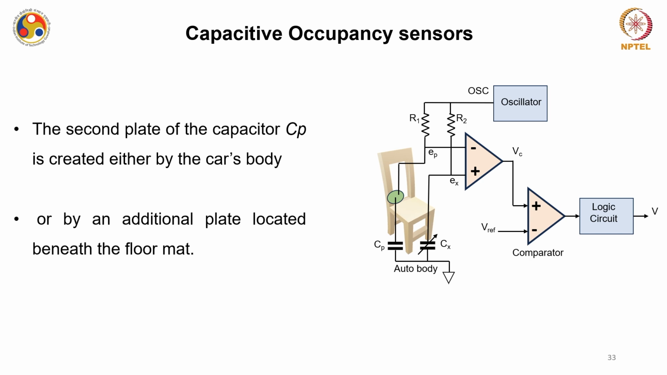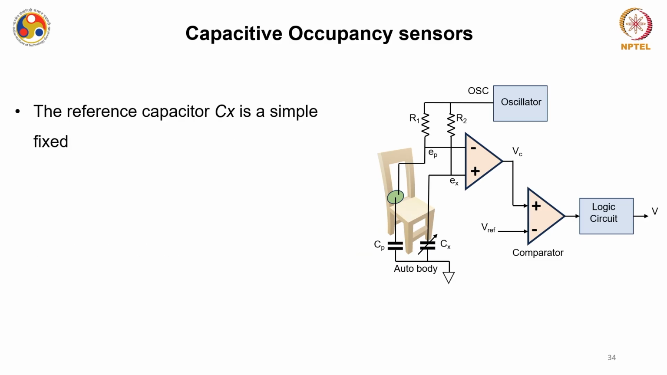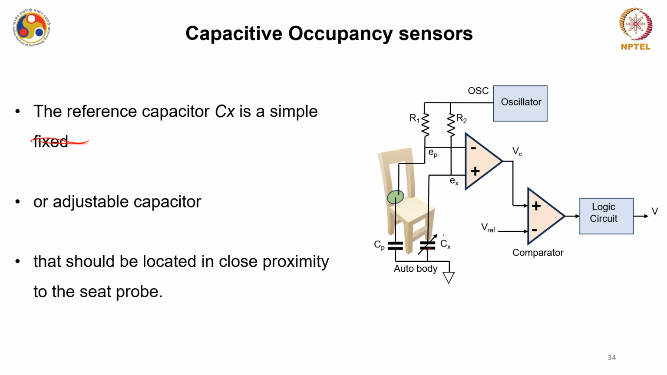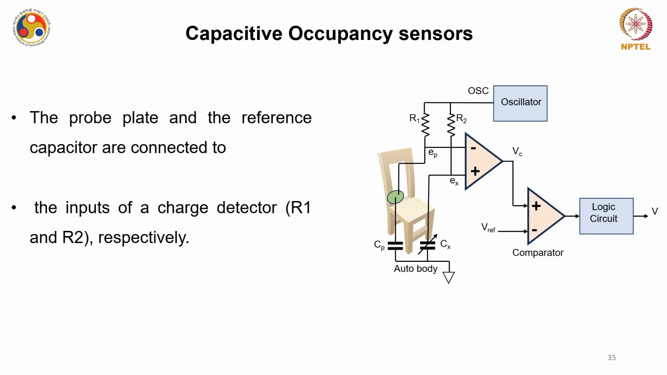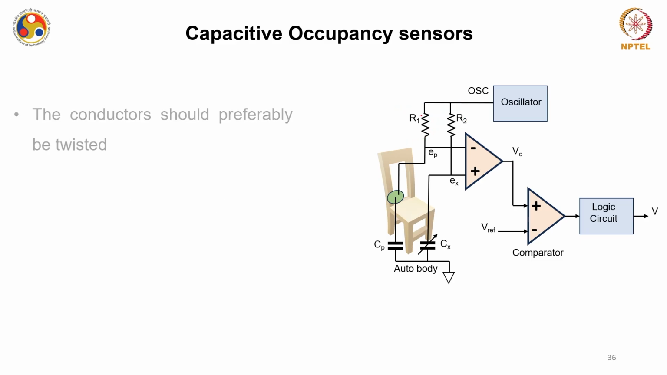The second plate of the capacitor Cp is created either by the car's body, which is also metallic, or by an additional plate located beneath the floor mat of the car. Now the reference capacitor Cx is a simple capacitor, and it is mostly adjustable. It should be located in close proximity to the seat probe. The probe plate and the reference capacitor are connected to the input of a charge detector through resistances R1 and R2.